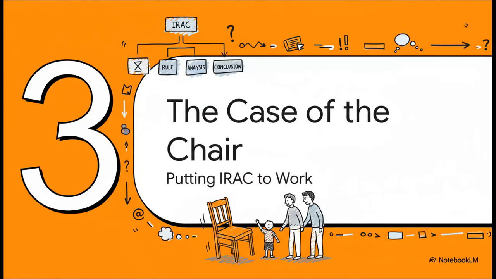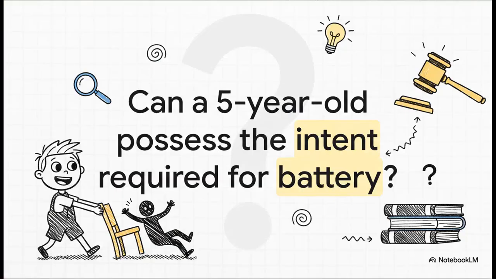All right, enough theory. Let's see how this thing actually works in the real world. We're going to go back to our 5-year-old and his aunt. And this whole scenario actually comes from a real, super famous torts case called Garrett v. Daly. Let's put IRAC to the test. So let's start with I for issue. Using our formula, it would sound like this. Under the doctrine of battery, can a 5-year-old possess the requisite intent to be liable?